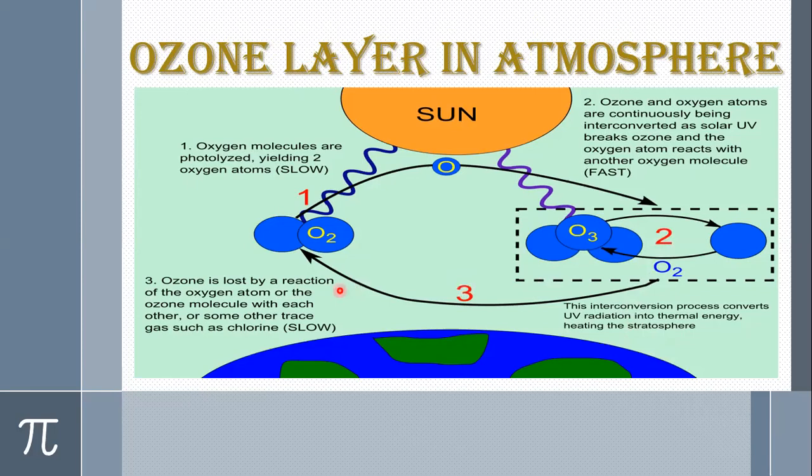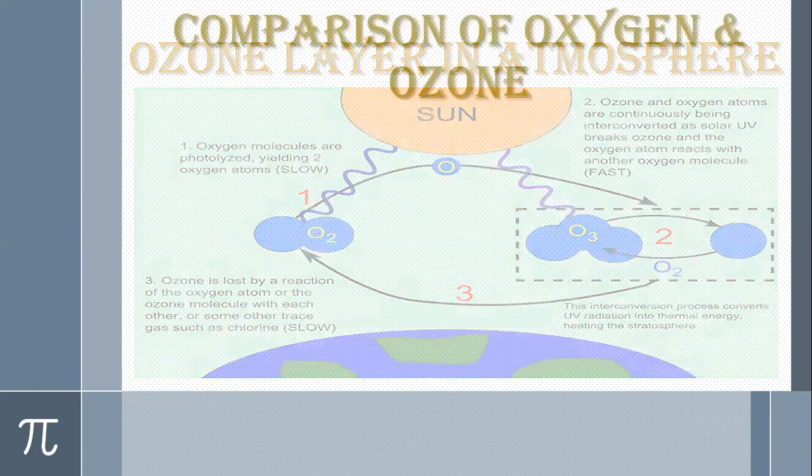Now in the third step, ozone is lost by the reaction of the oxygen atom or the ozone molecule with each other or some other trace gas such as chlorine. This ozone is lost in another way with the help of chlorine or by using another oxygen atom.